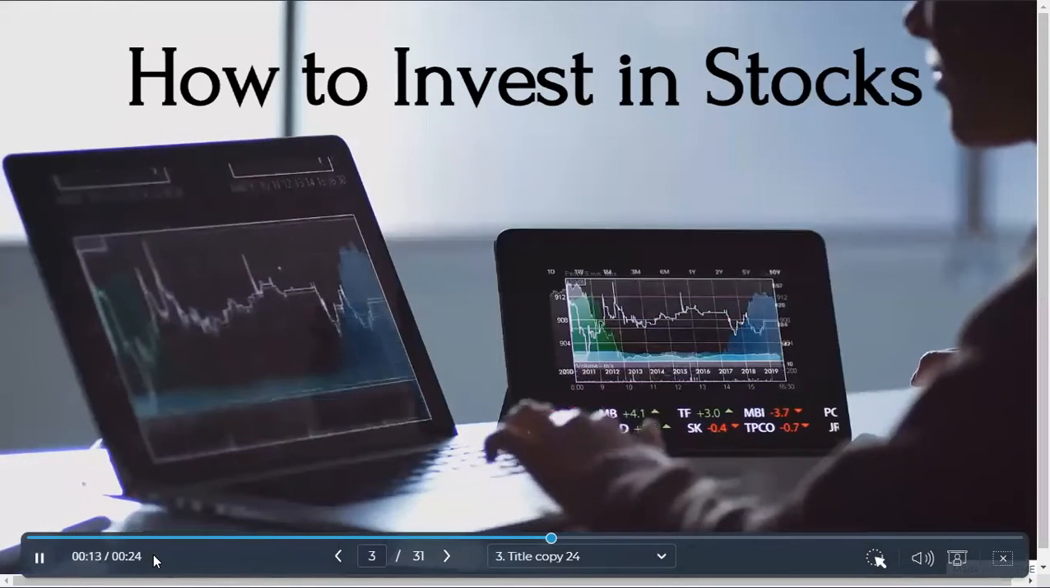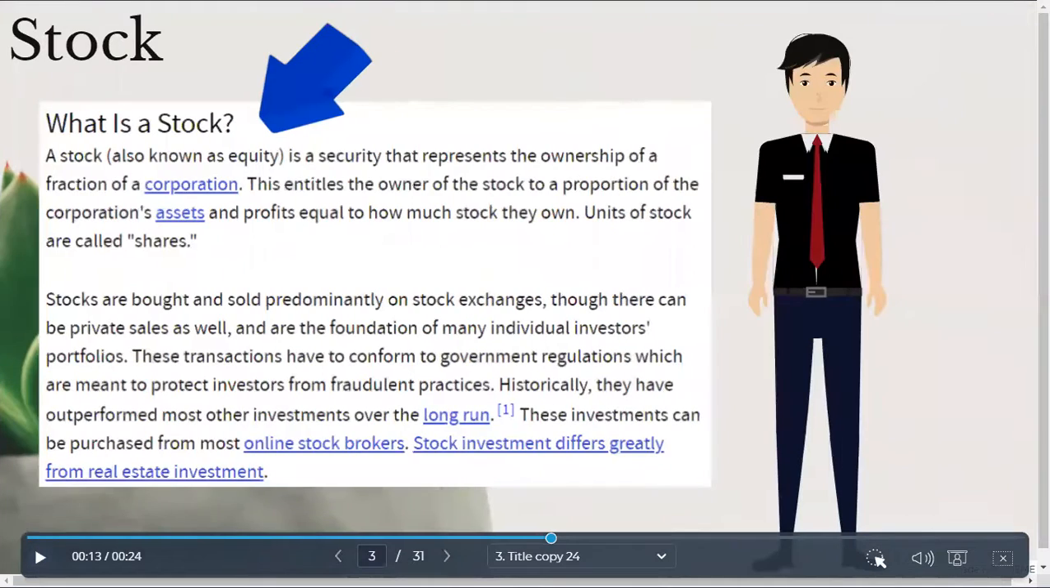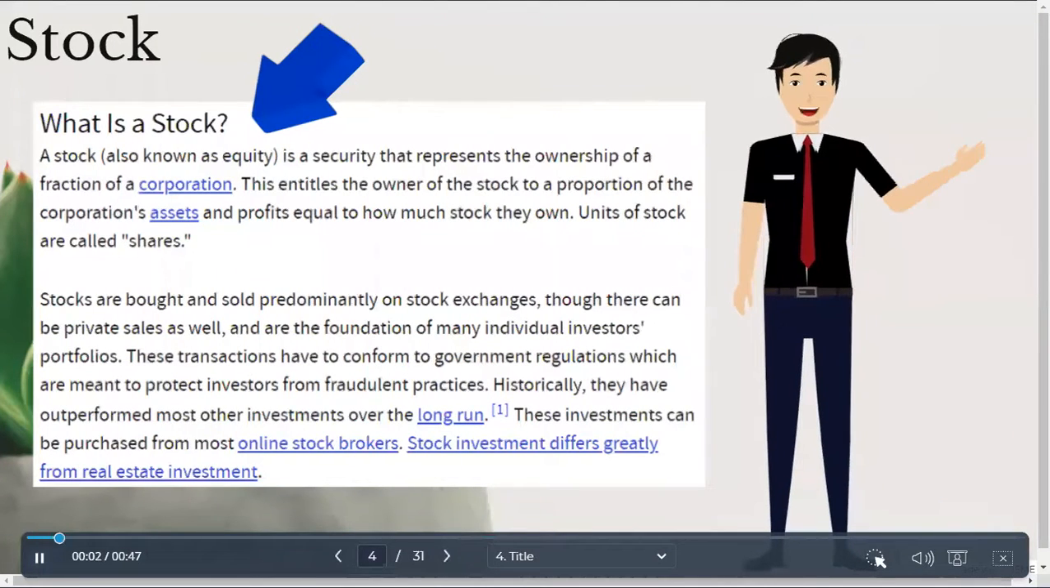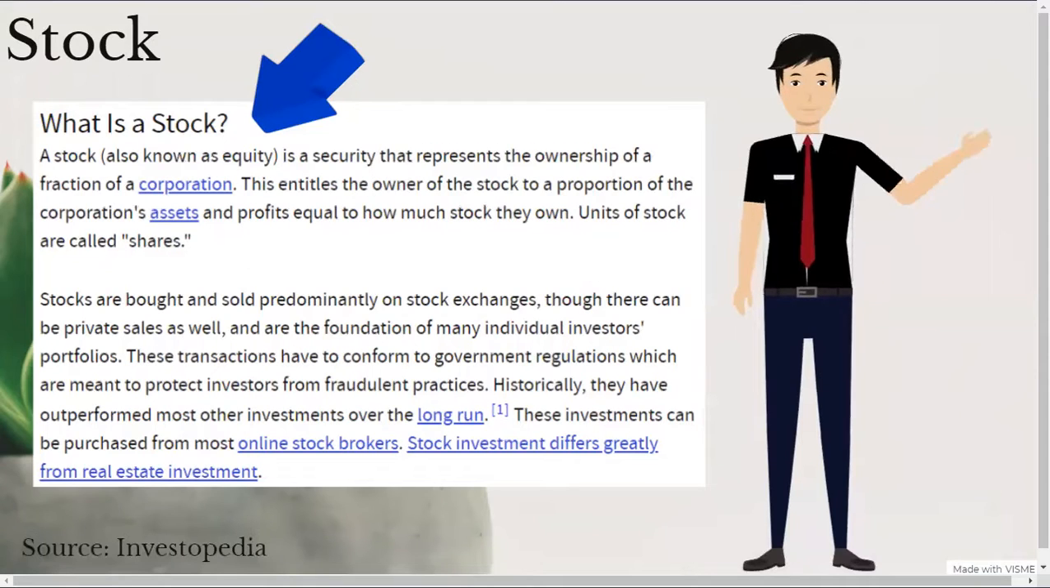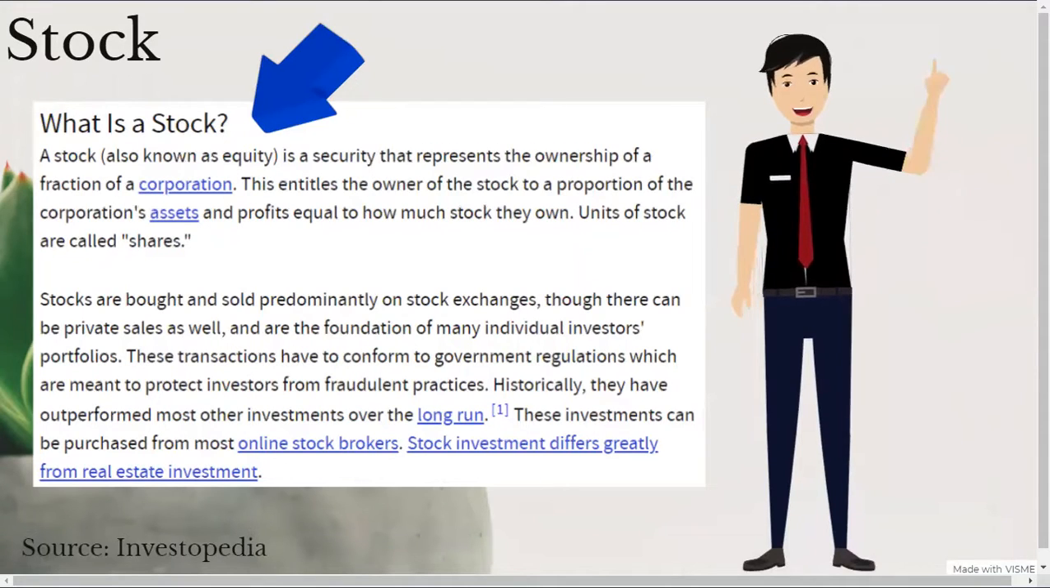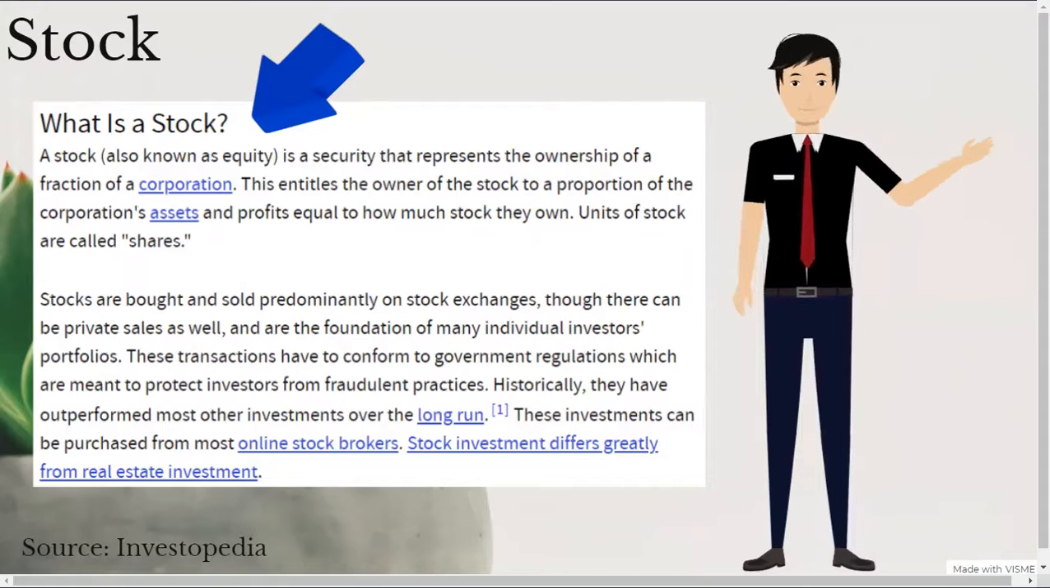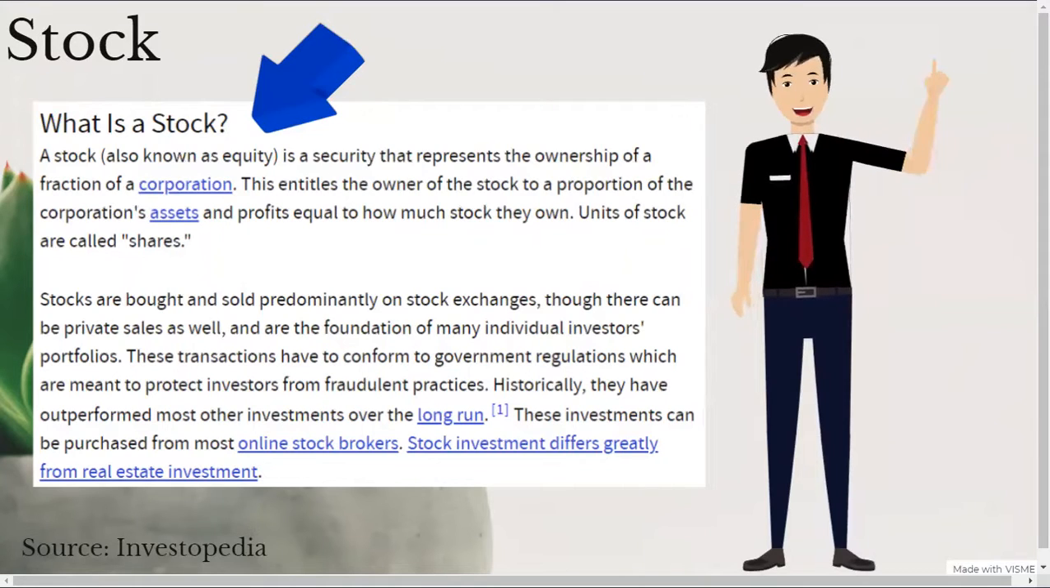So, to answer the question, what is a stock? I pulled the exact definition that Investopedia uses to provide a clear definition. A stock or equity is a security that represents ownership of a fraction of a corporation. This entitles the owner of the stock to a proportion of the corporation's assets and profits equal to how much stock they own. Also, units of stock are called shares.